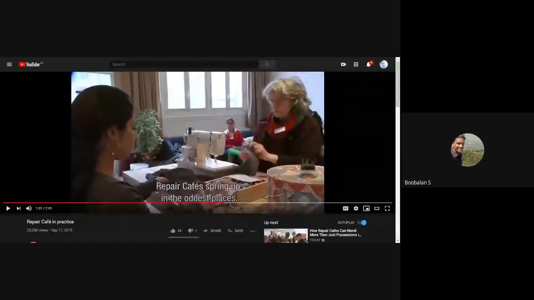So here, cloth is also not just stitching, right? So many things happen inside that repair cafe. So anyway, I'm going to stop this window.